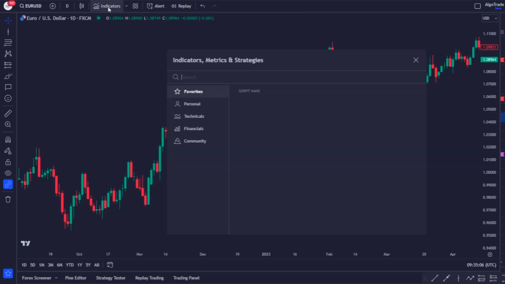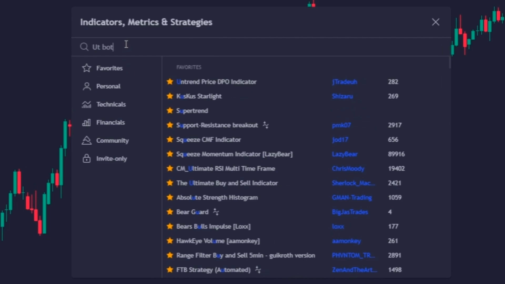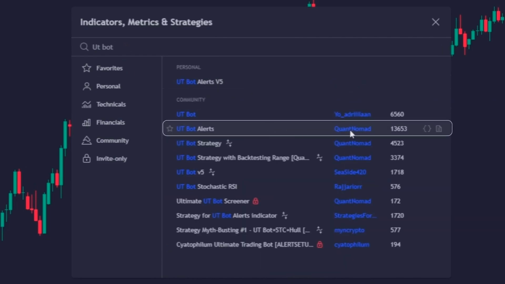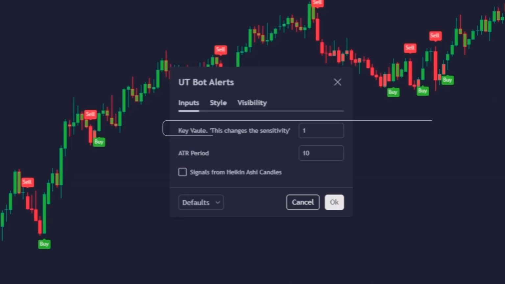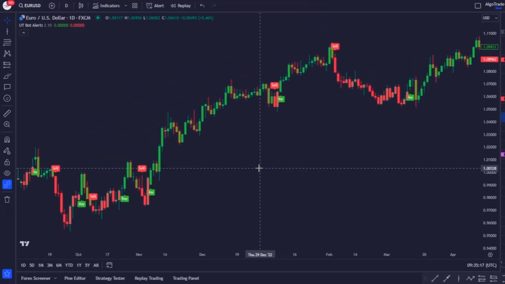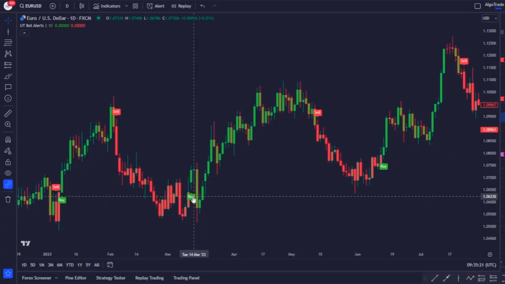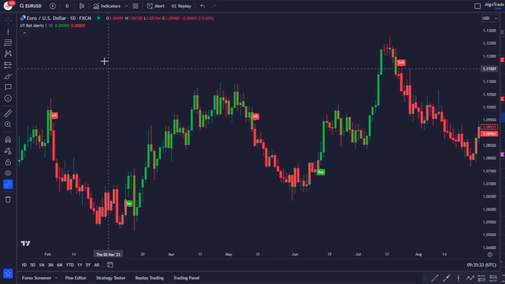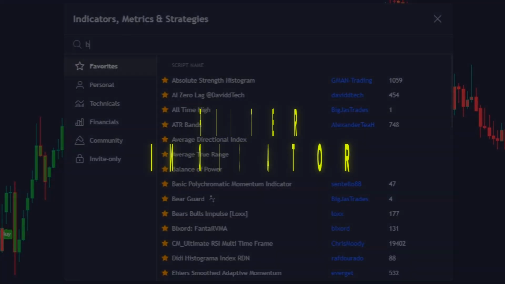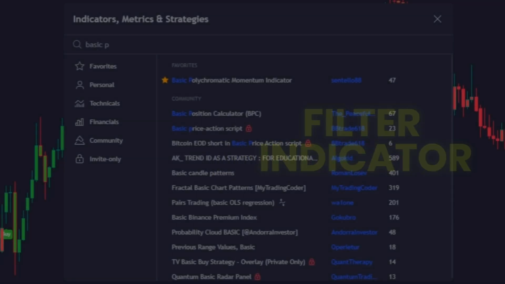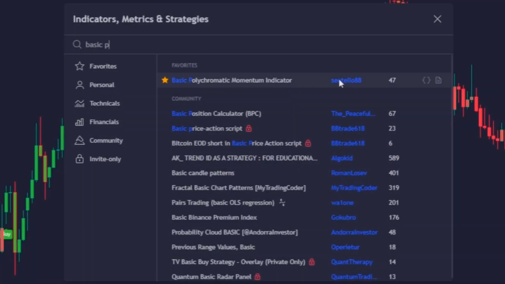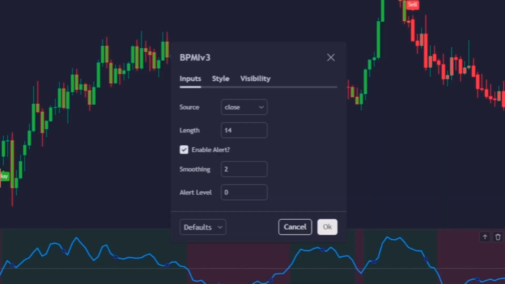This Forex strategy uses the following indicators: the UTBot alerts, this one here, with the settings 2 for the key value and 10 for the ATR period. And this indicator is of course our entry trigger, displaying these buy and sell signals on the chart. Next, let's insert our filter indicator, the basic polychromatic momentum. You can use this one, with a length of 15 and a smoothing of 6.